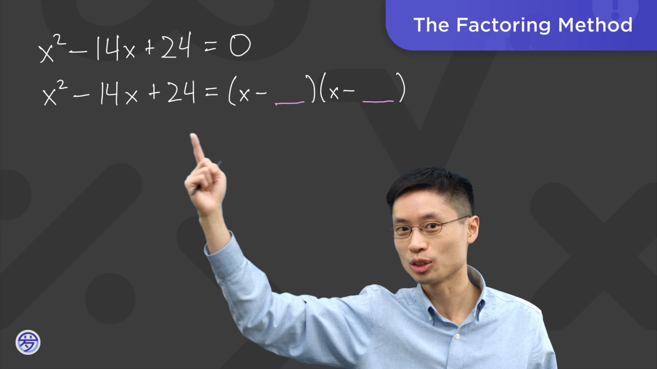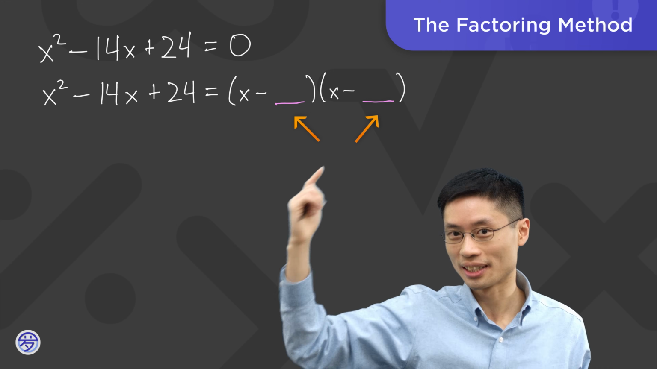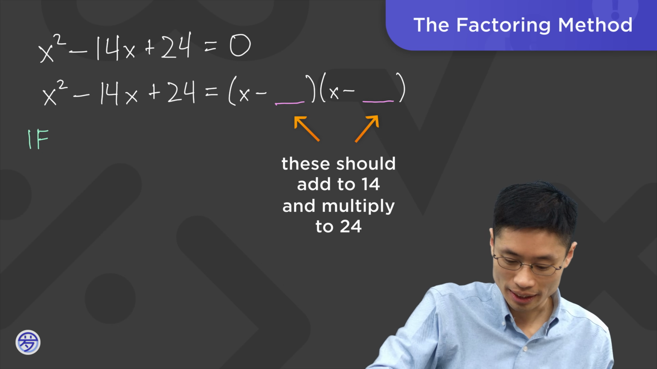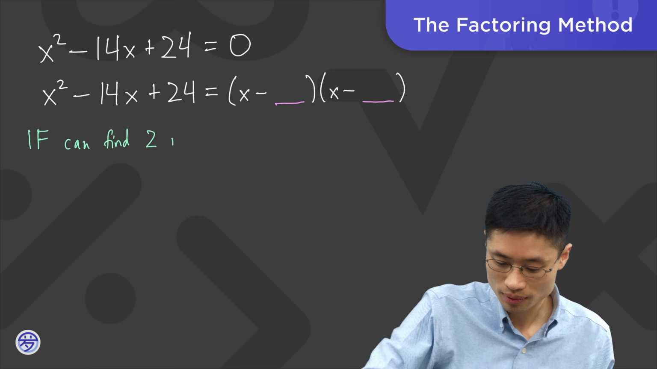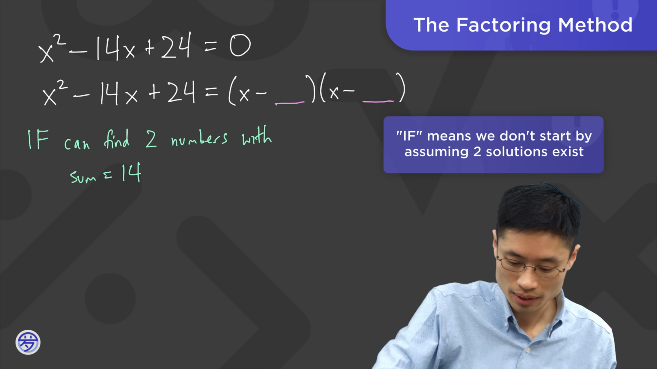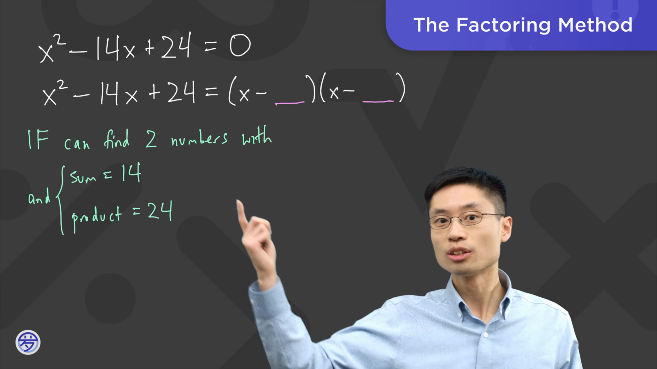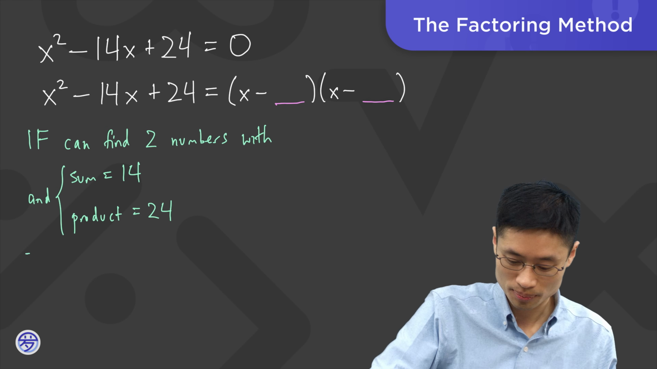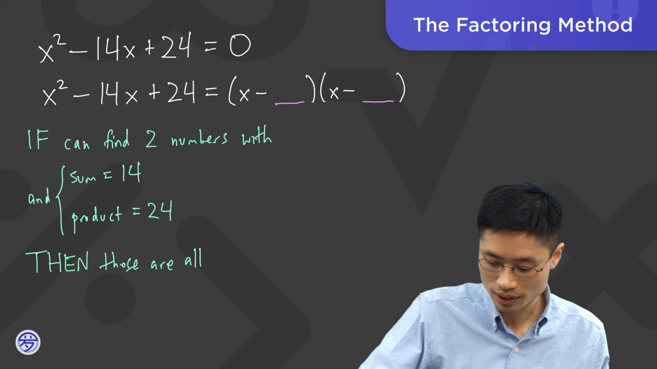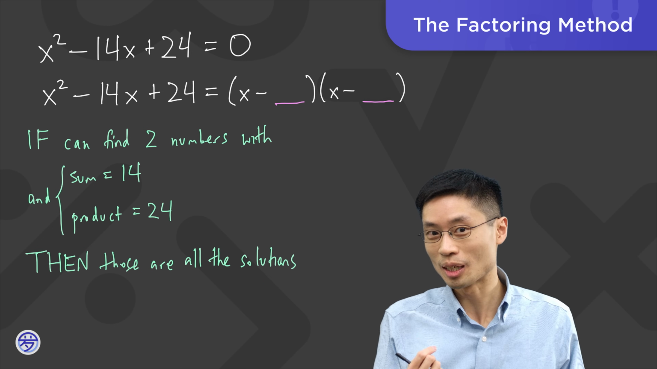I didn't say add to minus 14. They have to add to positive 14 because I already have minus signs here. I'm talking about what do I write in these pinkish purple blanks. I want to write two numbers there that add to positive 14 and multiply to positive 24. And I'll write that down like this. If I can find two numbers with a sum equal to 14 and a product equal to 24, then those two numbers are going to be the solutions of this quadratic equation. And not only the solutions, they are all the solutions to the quadratic equation.